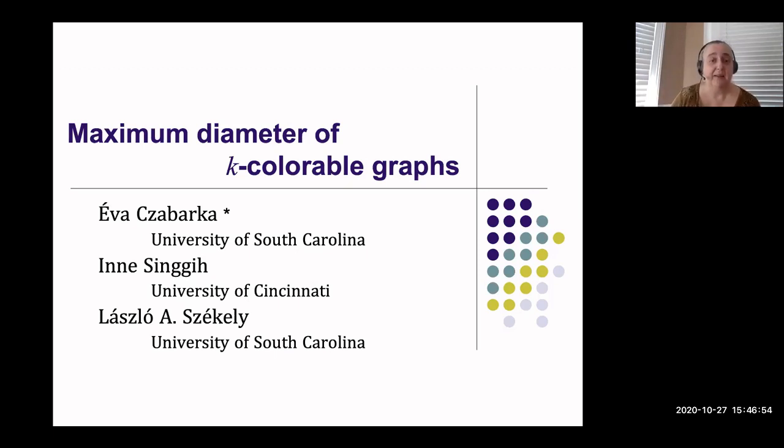So I'm going to talk about the maximum diameter of k-colorable graphs. And this is joint work with László Székely and our PhD student Ines Singhi, who has now graduated.